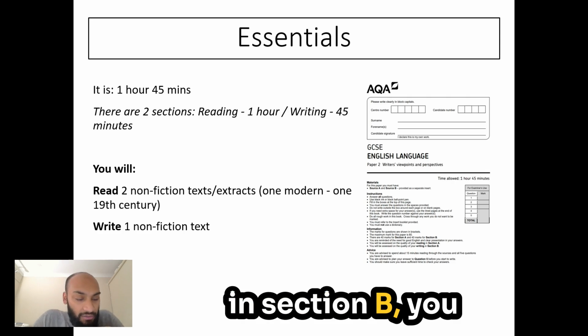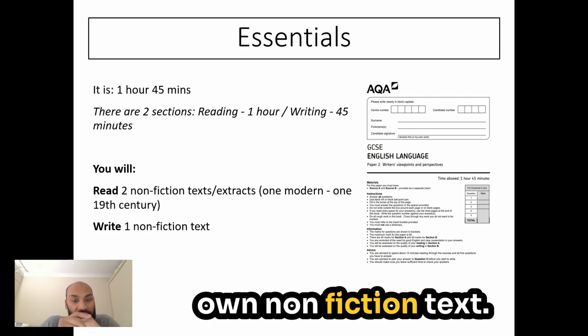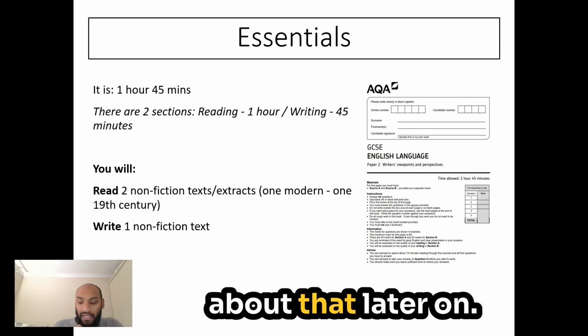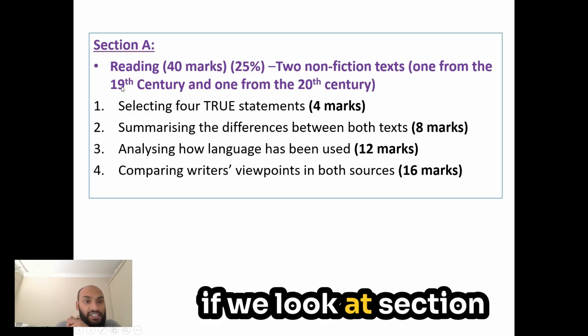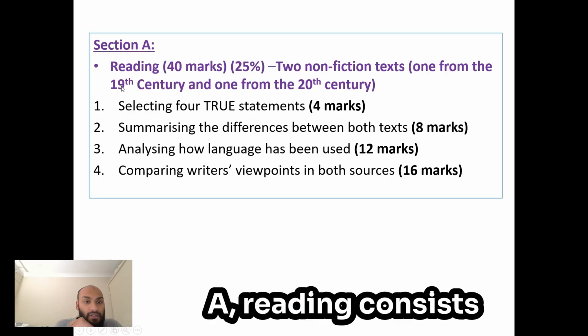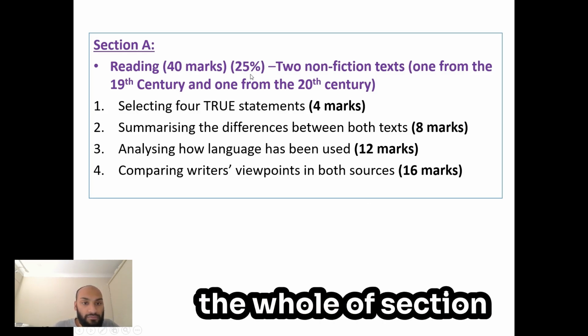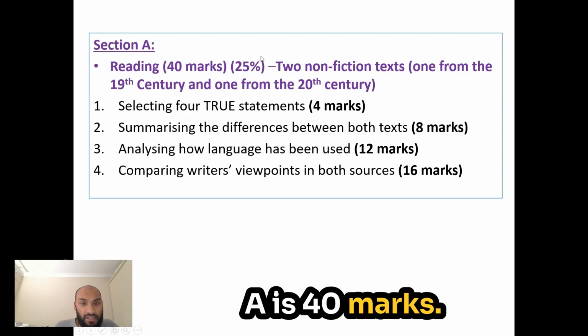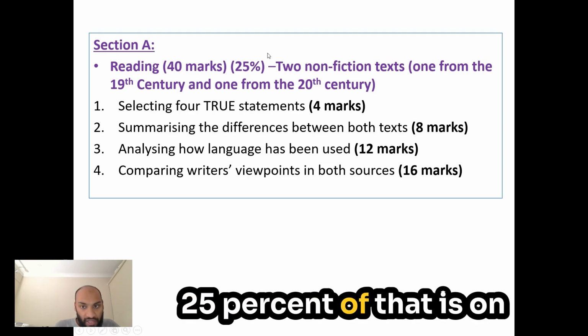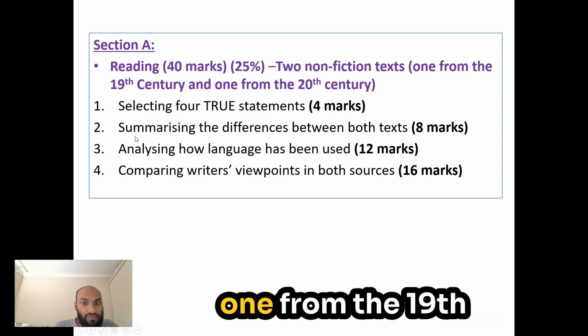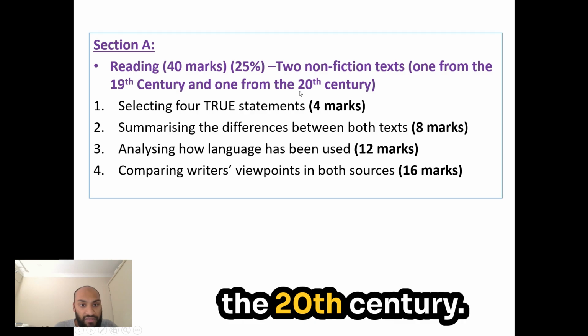In section B, you have to write your own non-fiction text. We'll speak more about that later on. If we look at section A, reading consists of 40 marks. The whole of section A is 40 marks. 25% of that is on two non-fiction texts, one from the 19th century, one from the 20th century.